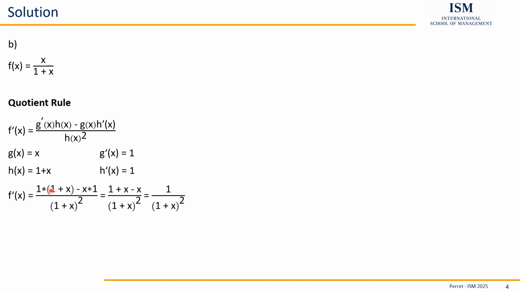Well, then we can just factor out up here in the nominator, simplify it a little bit, giving us 1 plus x minus x, and in the end x and x cancel each other out, leaving just 1 in denominator divided by 1 plus x in parentheses squared.